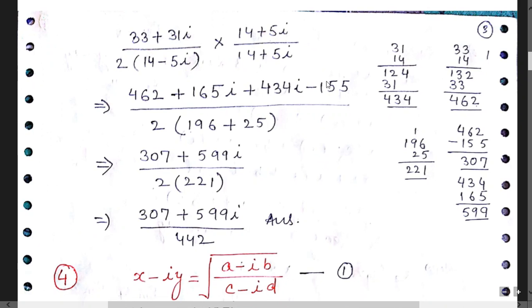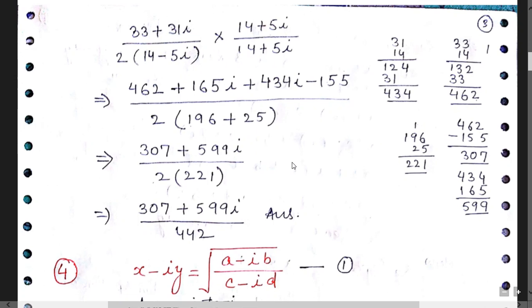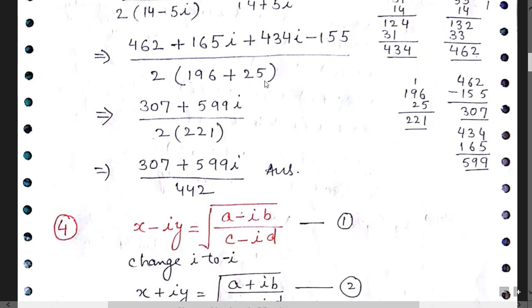Then simply add or subtract real and imaginary numbers. 462 minus 155, it's 307. 165 plus 434, it is 599. Similarly, in the denominator, 196 plus 25, it's 221, multiplied by 2, it is 442.